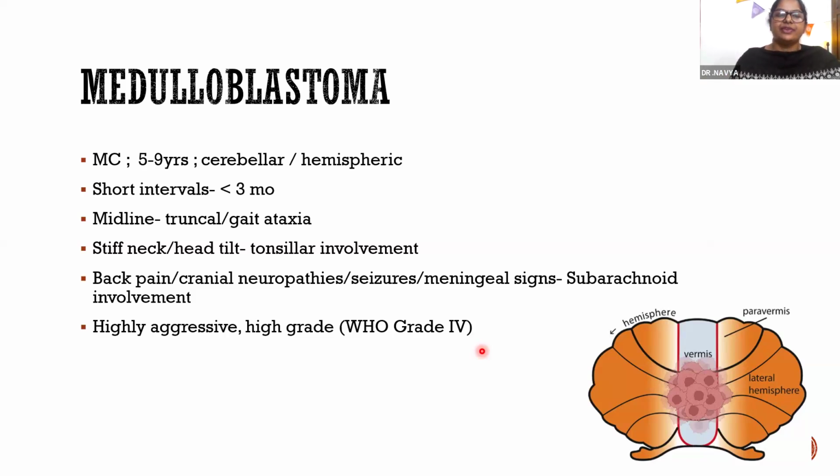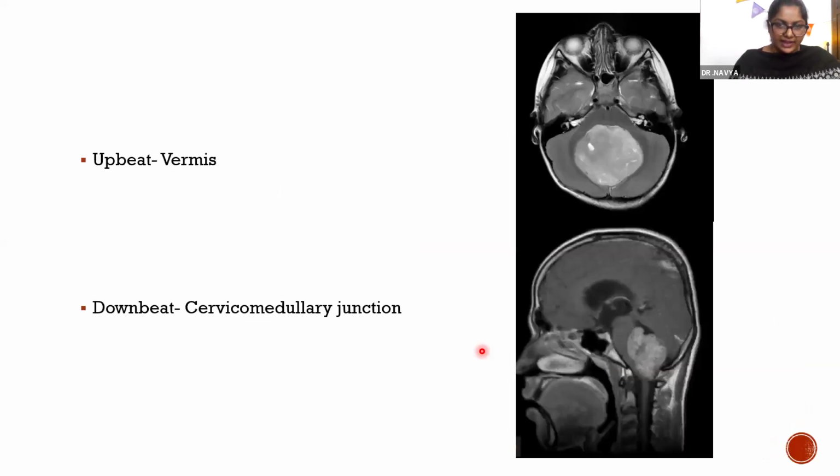There is stiff neck if there is a tonsillar involvement. Back pain usually comes when there is seeding, there are meningeal signs, and it also presents with seizures when there is a subarachnoid involvement. As I told you, it's a high grade. WHO has classified it as a grade 4 tumor.